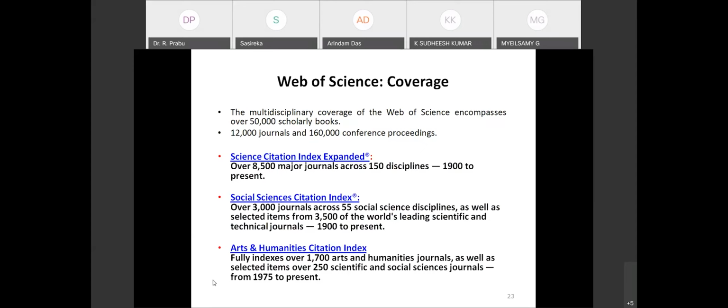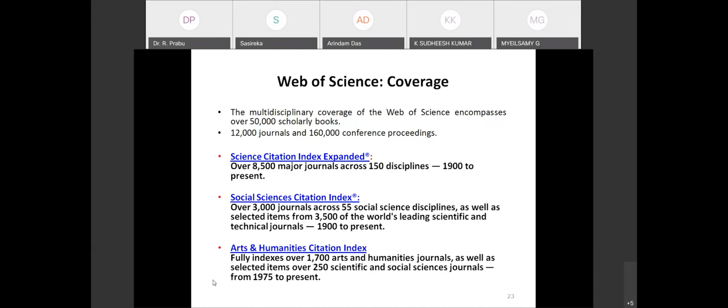which provides more than 8,500 major journals across 1,015 disciplines, from the year 1900 to the present date. And another, the Social Science Citation Index, covers 3,000 journals across 55 social science disciplines, and the world's leading scientific and technical journals from 1900 to present.